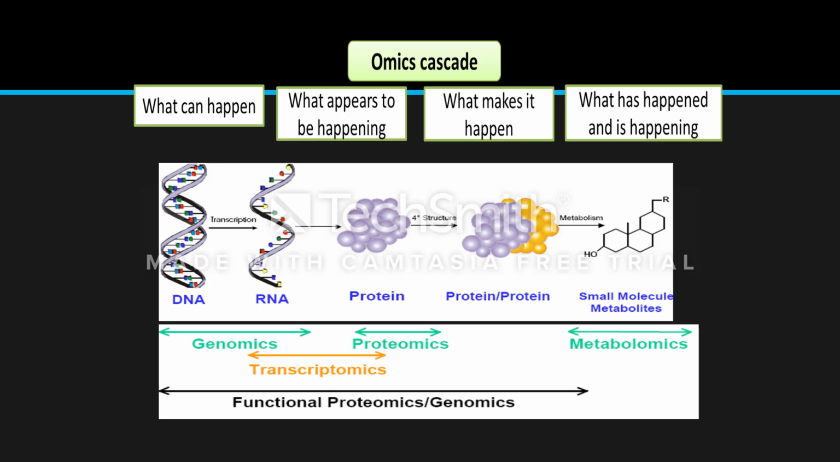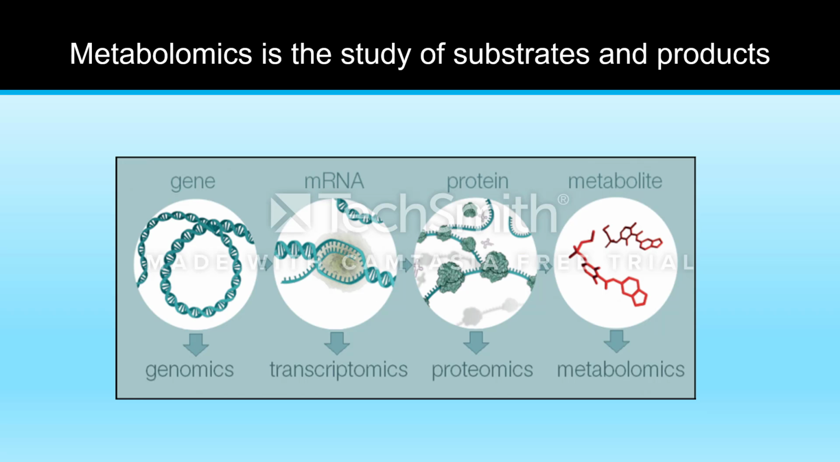What makes it work is that the proteins are folding on top of each other in the correct way, and we are creating a small molecule for metabolomics. So it's part of your metabolism. And all of this is basically the central dogma of biology: DNA, RNA, protein. That's the end goal. Metabolomics is, again, the study of substrates and products. So genomics is genes, transcriptomics is mRNA, proteomics is proteins, and metabolomics is metabolism.